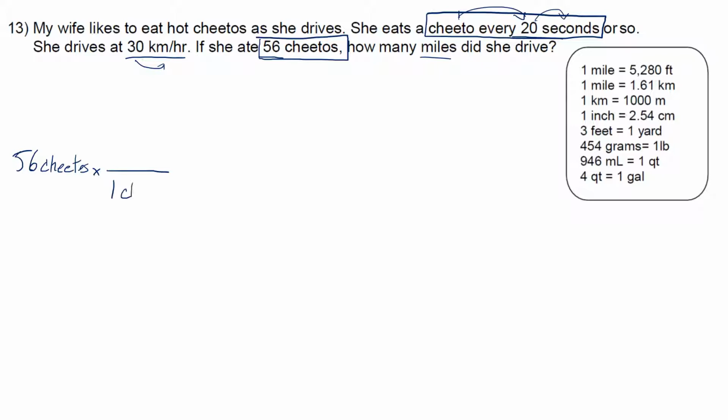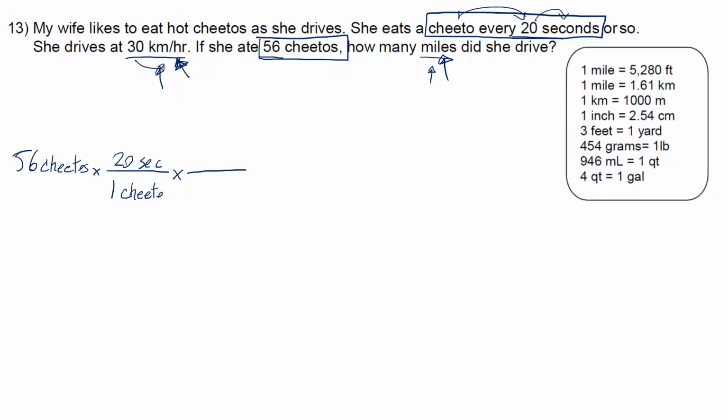One Cheeto becomes every 20 seconds. So if you do that math, it's like over 1,000 seconds or so. But we want to get to now miles, right? And our only clue is kilometers an hour. So I do need to get to hours first. Once I get to hours, I could get to kilometers, and that will get me to miles. I know that's a lot, so let's just get seconds into hours first.